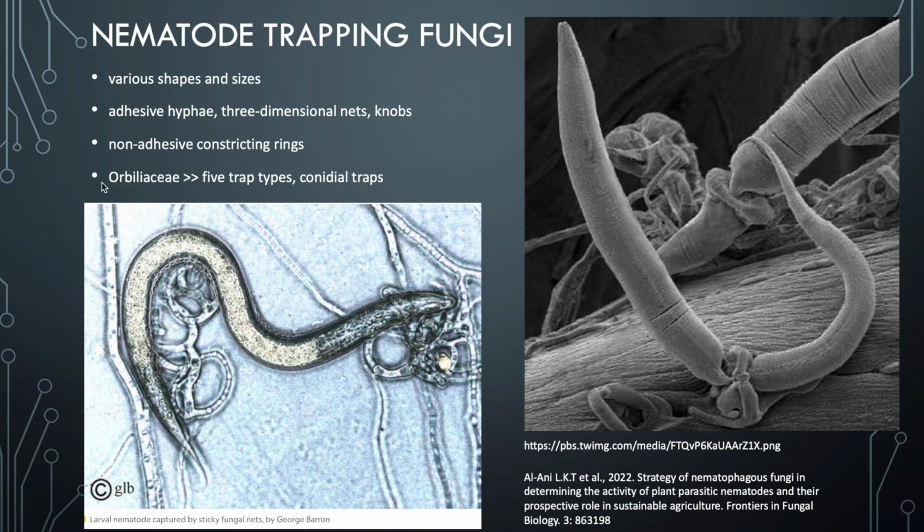Fungi in the family Orbiliaceae produce 5 trap types, and that includes conidial traps. Their asexual spores are also used as traps. And you can see in the image here below that sticky fungal nets are actually produced in this case to trap the nematode, whereas in this image we have a constricting ring trapping and killing the nematode. So now let's look at the various examples of traps produced by fungi in order to consume nematodes.